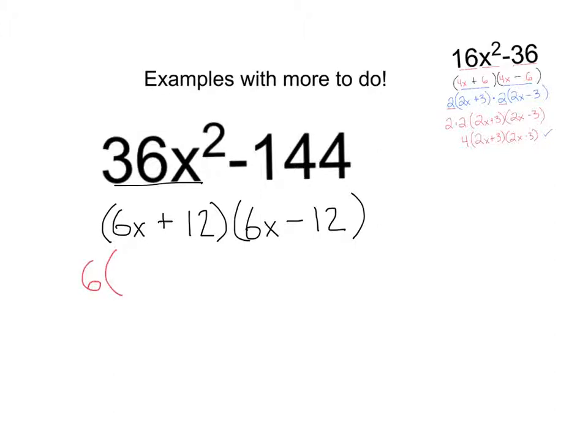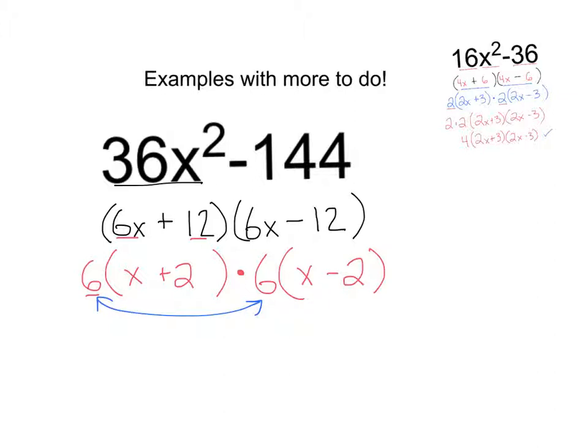6 times what? Well, 6x divided by 6 gives you x. 12 divided by 6 gives you 2. And we're going to multiply that by 6 factored out of 6x gives you again an x. And negative 12 divided by 6 gives you negative 2. We're once again going to multiply our two leading coefficients. So 6 times 6 gives us 36. And we'll multiply it by our remaining factors. In this case, x plus 2 and x minus 2. Right there is our final answer.